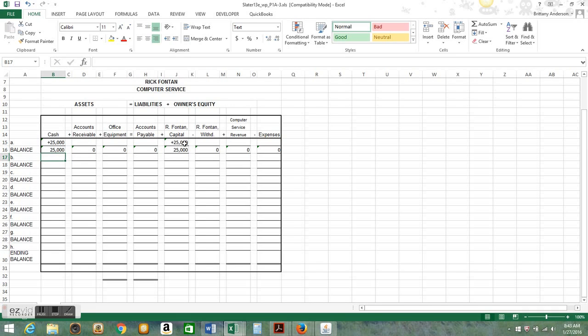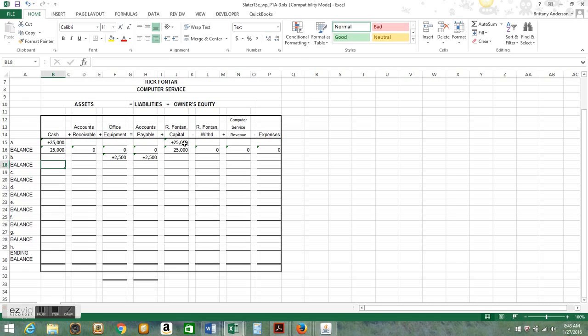So then the next transaction, we purchase office equipment on account. So my office equipment is now going from 0 to $2,500 because I have now purchased office equipment in the amount of $2,500. I'm also increasing my accounts payable because now I owe somebody at some point in the future. So those are the only two accounts that are affected in that transaction. I don't have to look at anything else other than that.